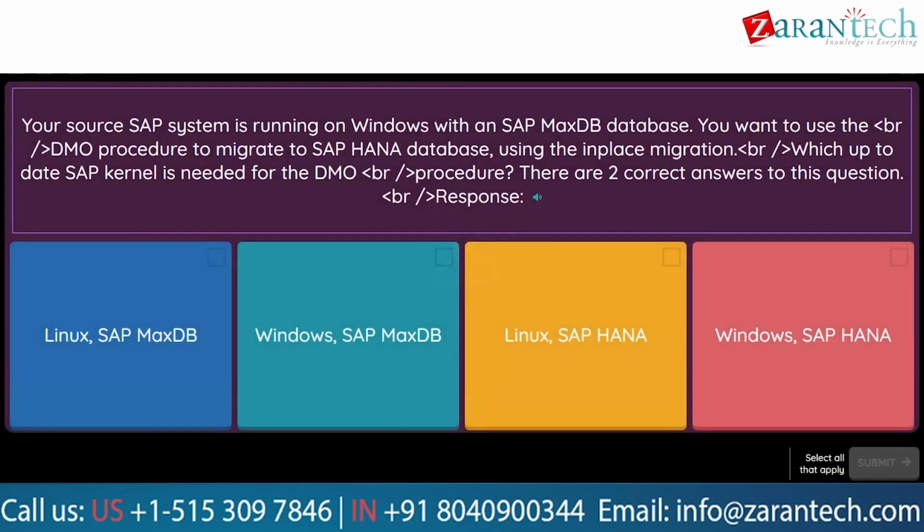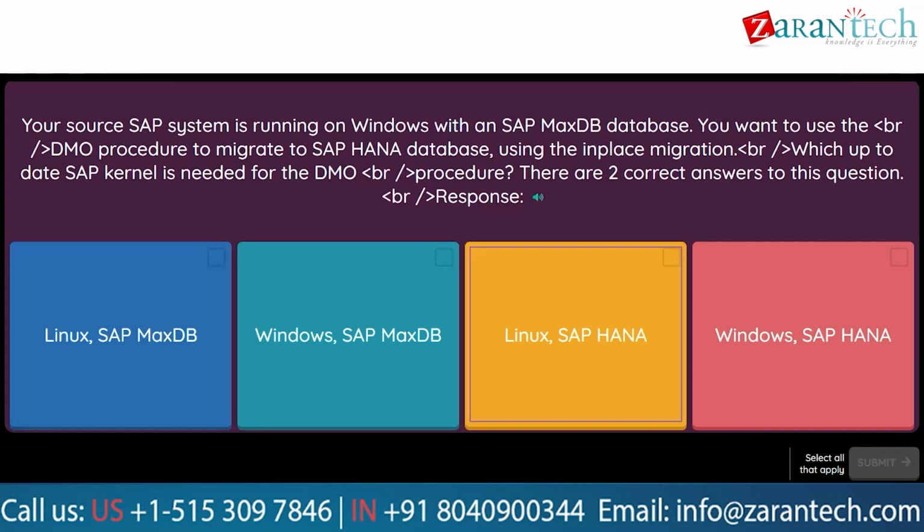Question: your source SAP system is running on Windows with SAP MaxDB database. You want to use the DMO procedure to migrate to SAP HANA database, using the in-place migration. Which up-to-date SAP kernel is needed for the DMO procedure? There are 2 correct answers to this question. Option 1, Linux, SAP MaxDB. Option 2, Windows, SAP MaxDB. Option 3, Linux, SAP HANA. Option 4, Windows, SAP HANA.